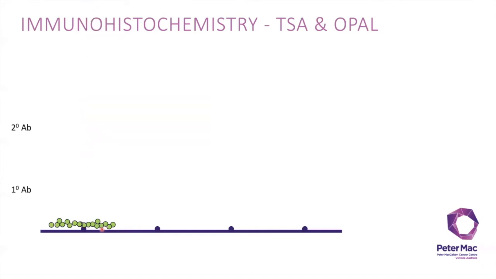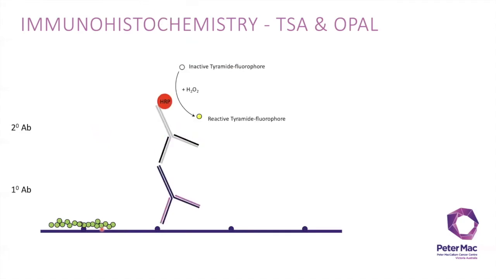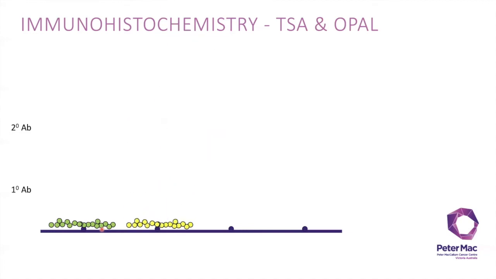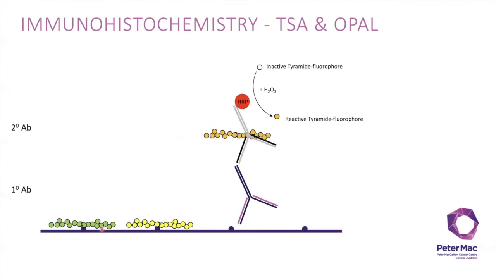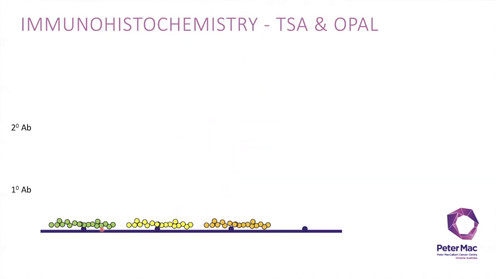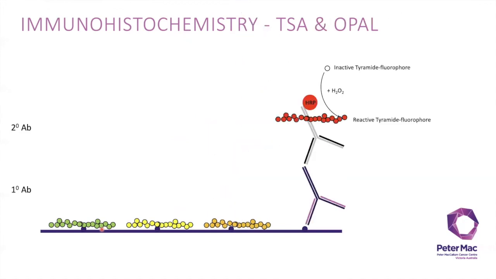will remain. We can then come back in with another antibody, detecting another protein, and do the same reaction but with a slightly different fluorophore. This again will result in that fluorophore being bound to our tissue. And we can do this multiple times and build up our multiplex immunohistochemistry.